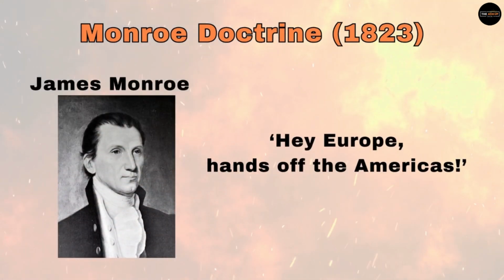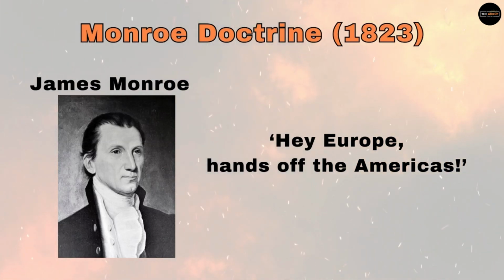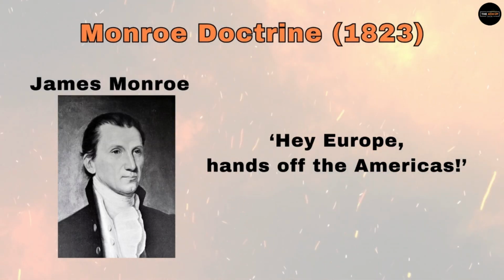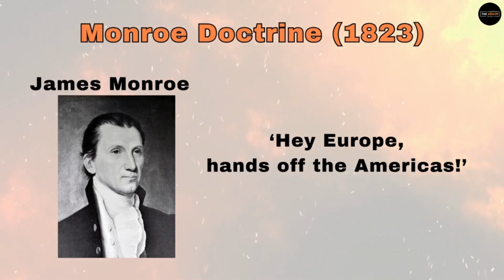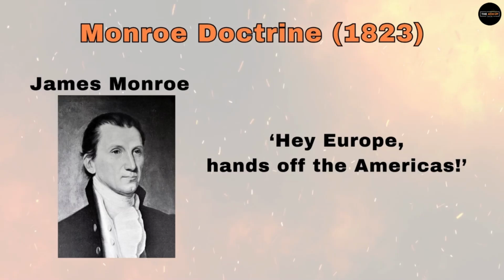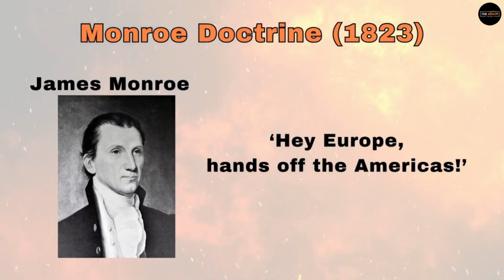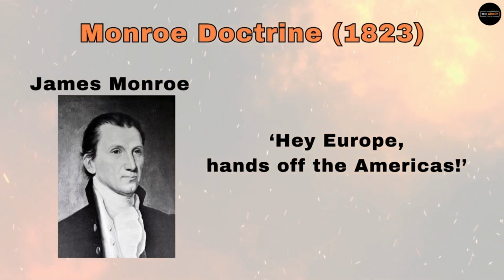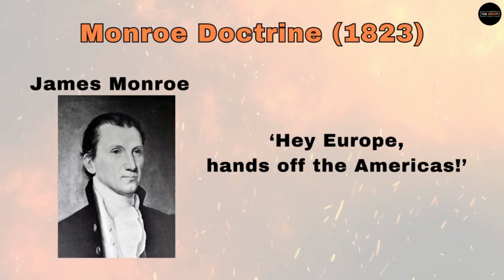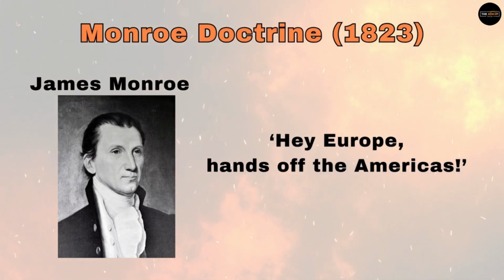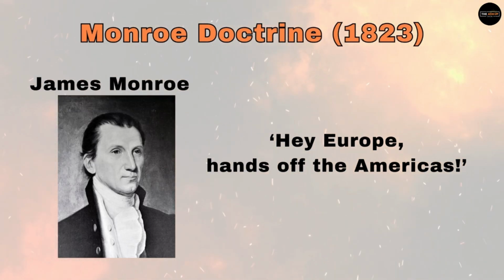So picture this, it's 1823 and President James Monroe is like, hey Europe, hands off the Americas. It was a bold move for the young US trying to flex its muscle in a world full of colonial heavyweights. The idea was very straightforward. No new European colonies in the Western Hemisphere. No meddling with independent nations here. And in return, the US wouldn't mess with Europe's business. It sounds very simple, right? Well, not quite. It's evolved a ton over 200 years.